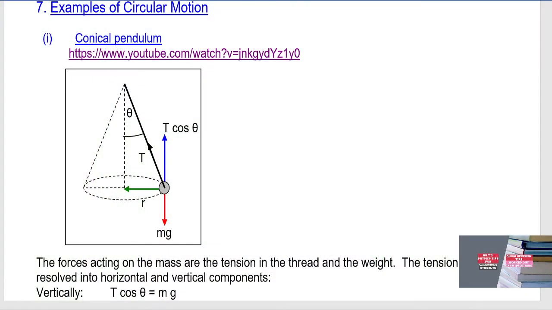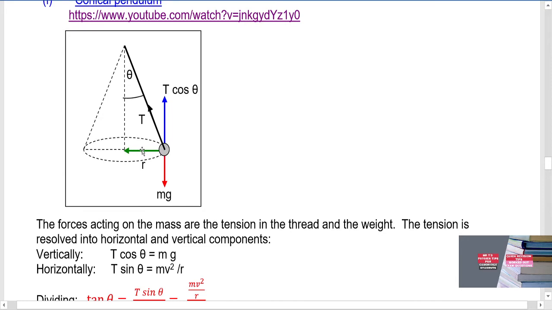So looking at the diagram closely, you find that the acceleration is directed towards the center shown in green there, and then we have the tension directed upwards shown in black, and the weight going downwards is shown in red. So these are the forces acting on the mass, and the tension can be resolved horizontally and vertically as shown.